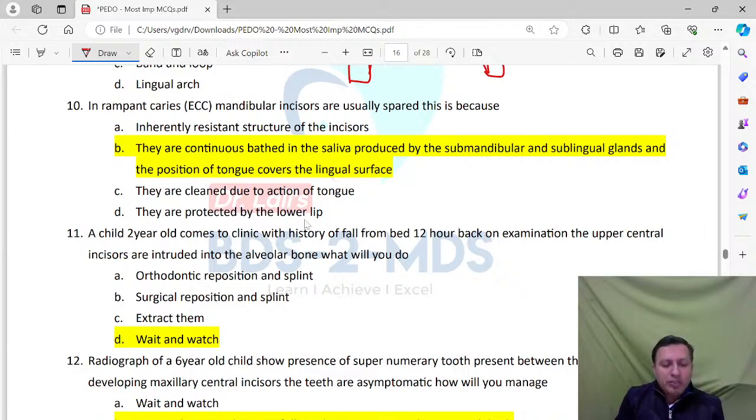Now, the most common reason why the mandibular incisors are spared is the increased salivary production, and that is because of the submandibular and the sublingual glands that are present. The second most common reason is that the tongue is present on the floor of the mouth, so the patient will have that cleansing action always. So the primary reason is the increased salivary production. So the correct answer in this question is B.